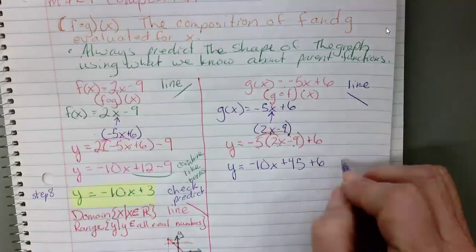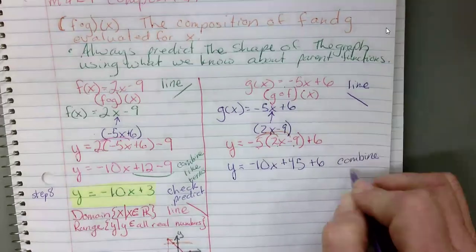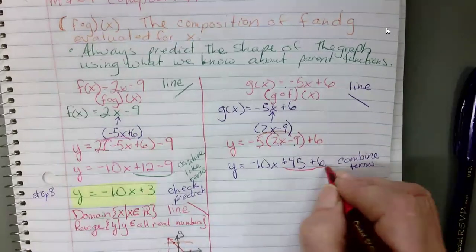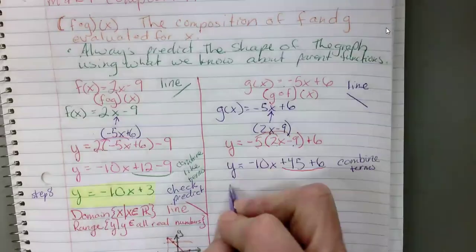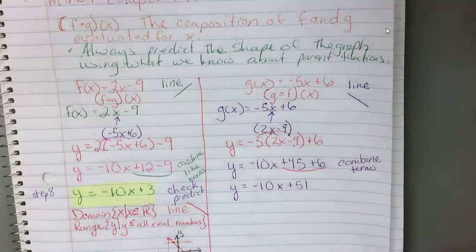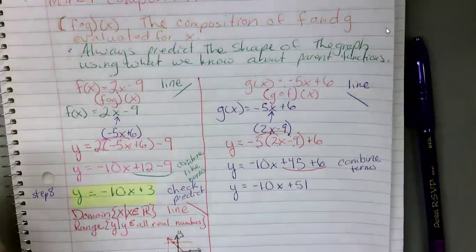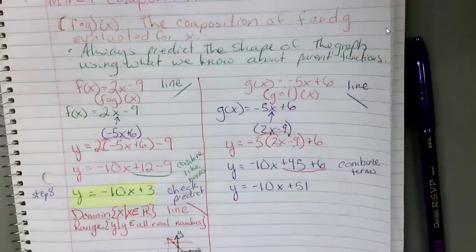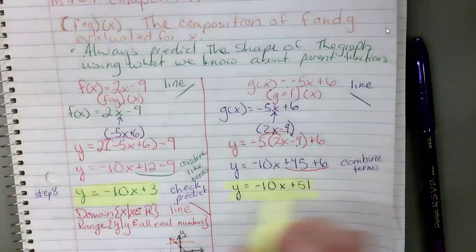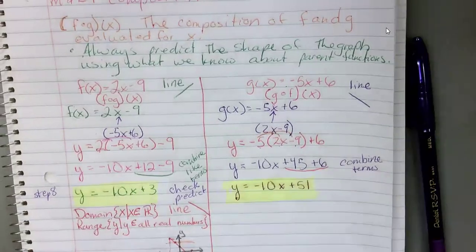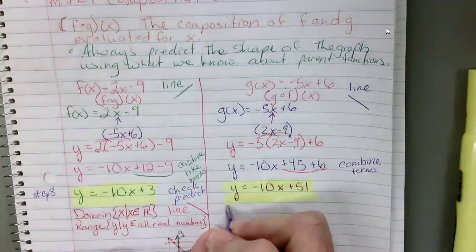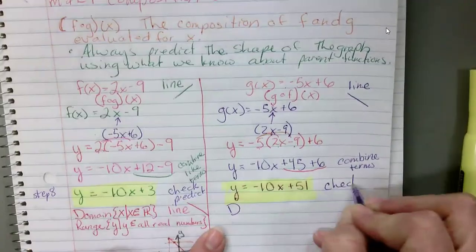Now we can combine like terms. What are we able to combine here? The 45 plus 6. So we get y equals negative 10x plus 51. I don't see anything else I can do, so this is where I would go check with my teacher to see if it is correct at this step, and it is. I'm going to highlight it or draw a box around it. You want to do something so that you know this is what we're referring to now to find the domain and the range. All right, we need to check, we checked, and we need to predict.